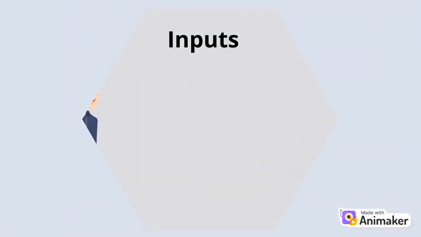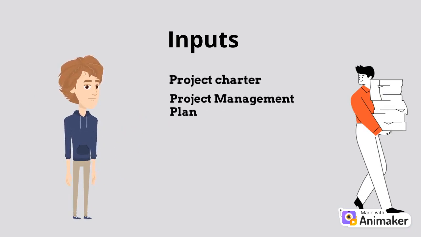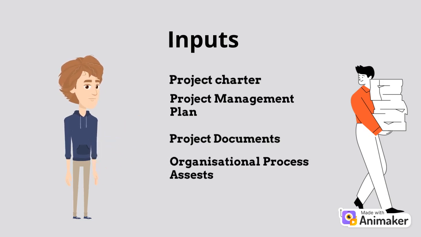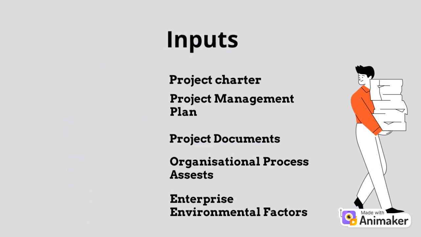The inputs for the planning phase are your project charter, the project management plan, which includes a requirements management plan, risk management plan, stakeholder engagement plan, and the scope baseline. Next input is the project documents, which includes assumption log, requirements document, requirements traceability matrix, risk register, and the stakeholder register. Other inputs include, but are not limited to, the assets related to organizational processes and enterprise environmental factors.